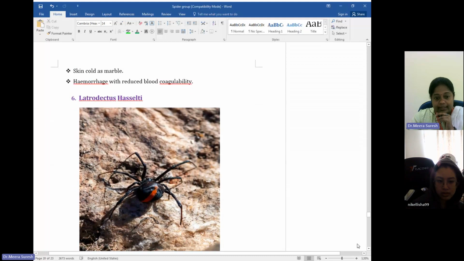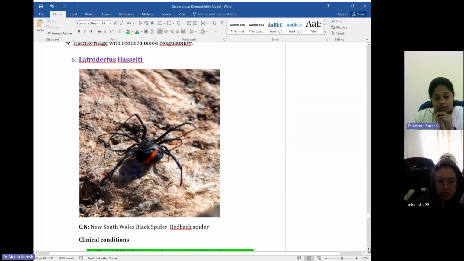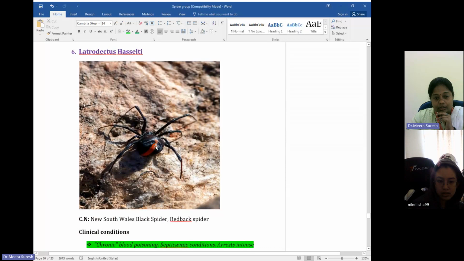This one is Latrodectus hasselti. So you can see orange color over its black back. So this name is also called as red back spider, or New South Wales black spider. May be found only in South Wales.